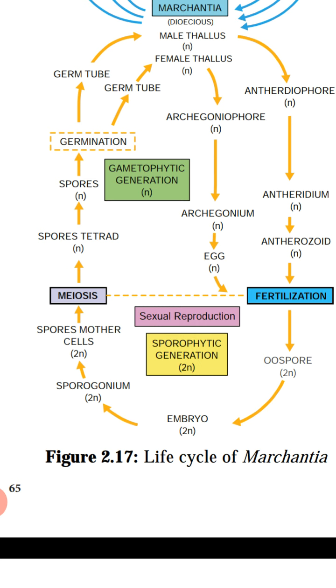On germination, they will give rise to another thallus, depending on the type of germ tube they produce. So here this is the life cycle of Marchantia. Hope you have understood this topic. Thank you, children.